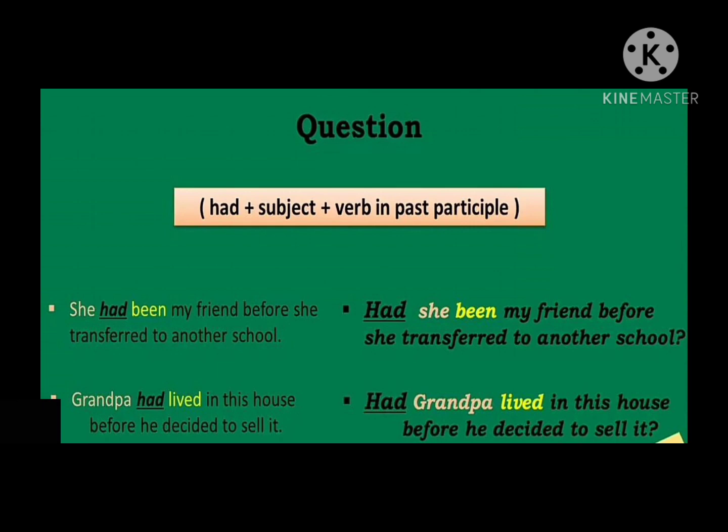Now let us know how to frame questions in past perfect tense. The structure is given here: had plus subject plus verb in the past participle. Right? She had been my friend before she transferred to another school. It is done in this way. Had she been my friend before she transferred to another school?